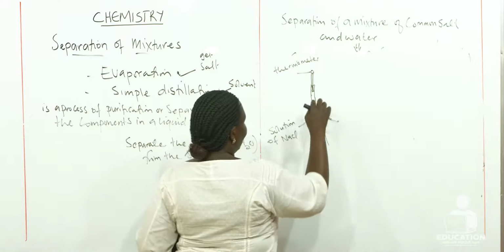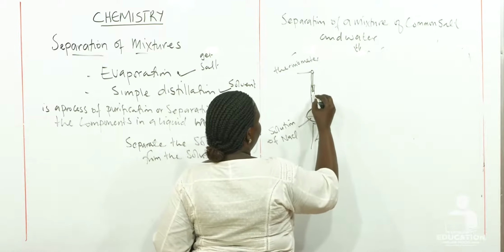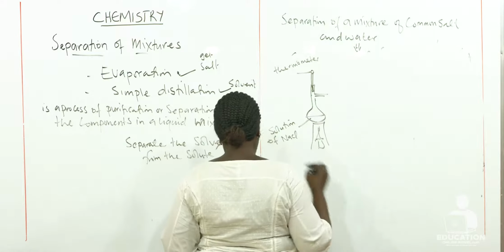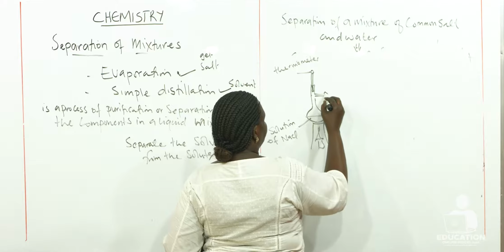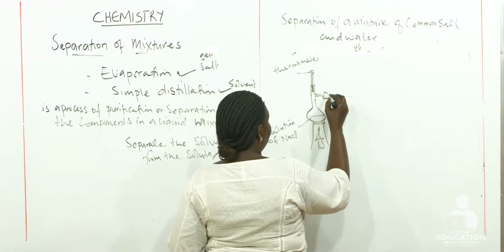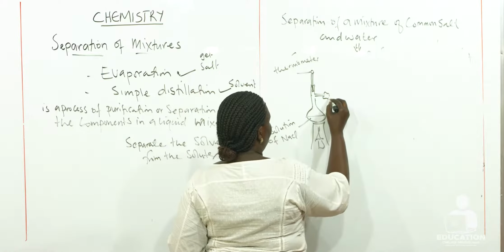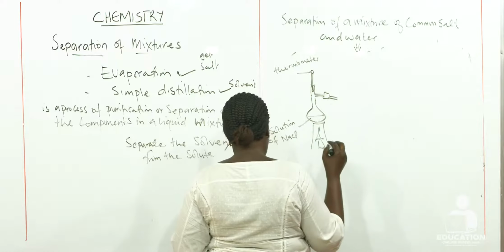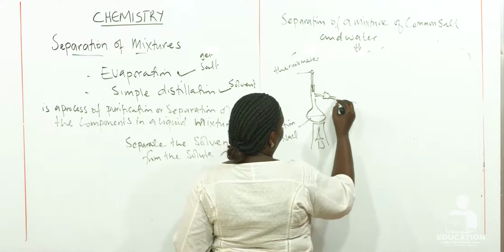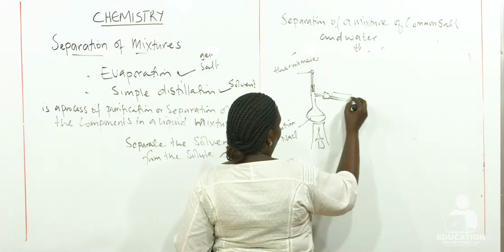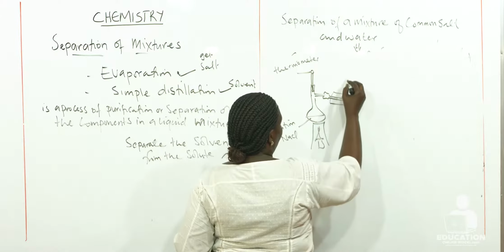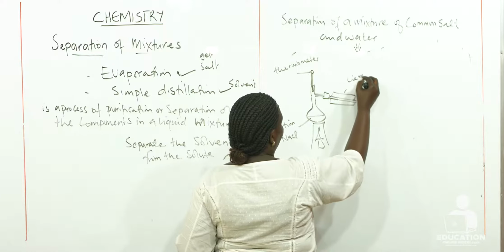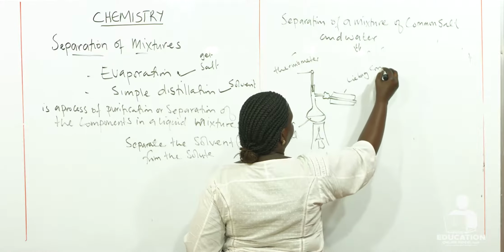Then this flask will be connected to a condenser. And this condenser is called a Liebig condenser.